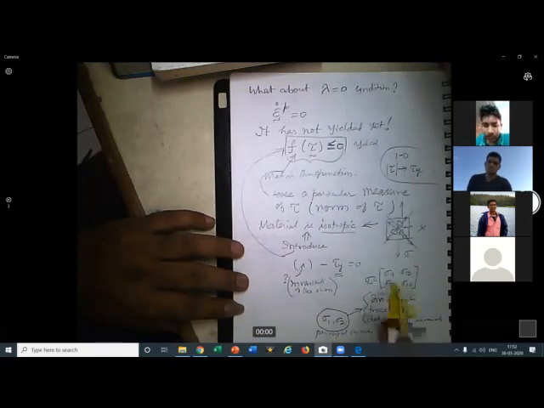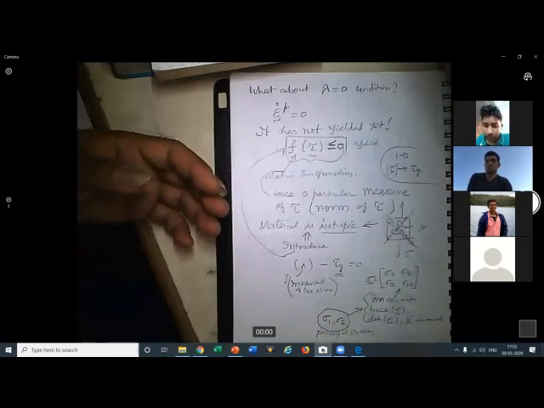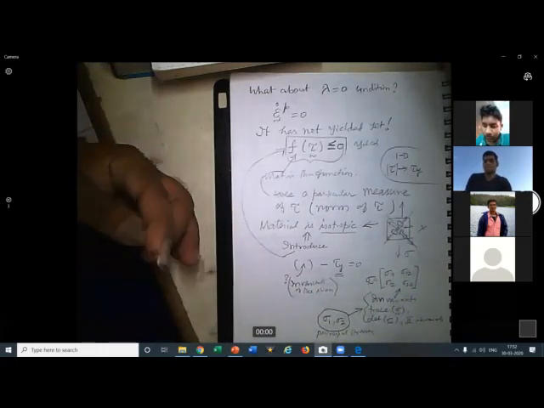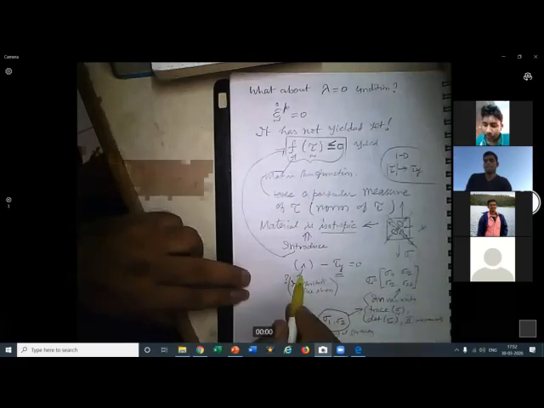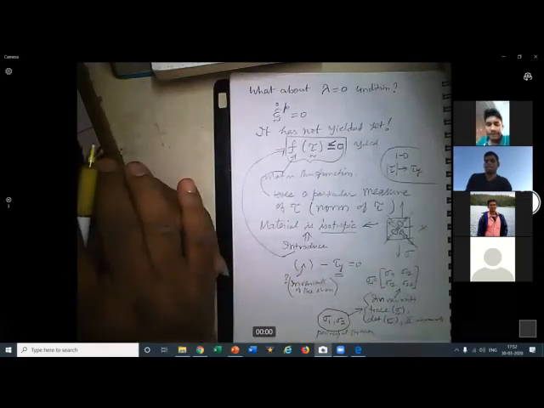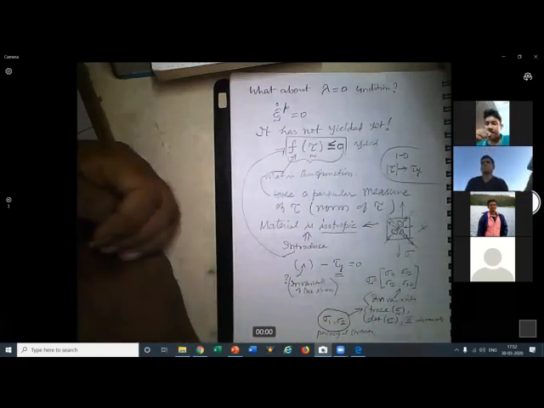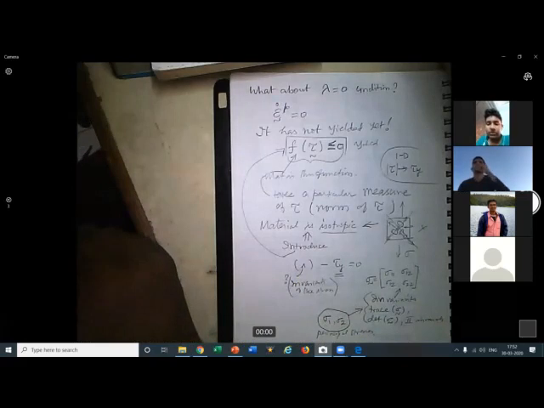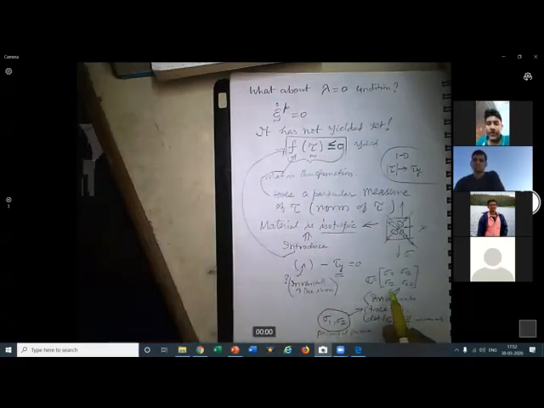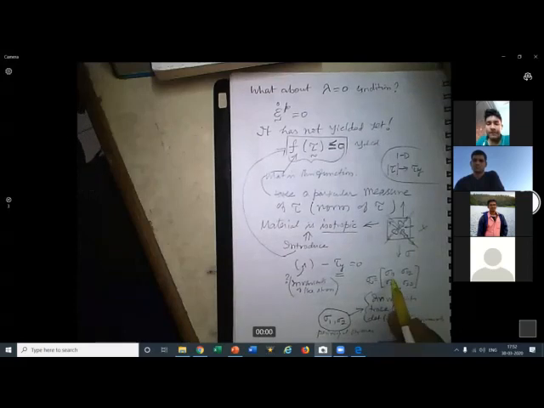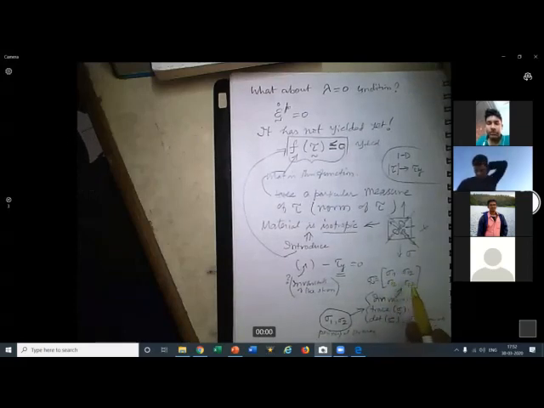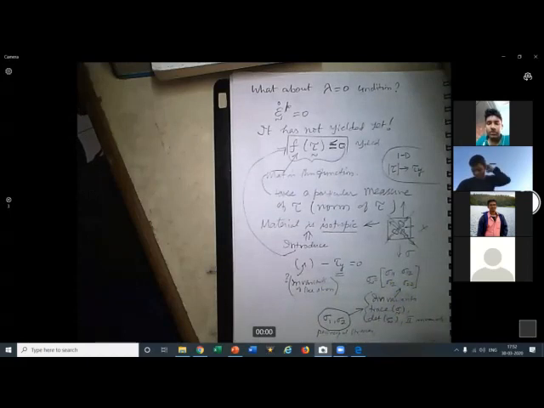Irrespective of what I have written here, sigma 1 and sigma 2 are invariants. Correct? If I am able to write this, sigma 1 and sigma 2 are the principal values, the eigenvalues of the stress matrix. Eigenvalues are invariant. Irrespective of whichever direction you take, eigenvalues will remain the same.